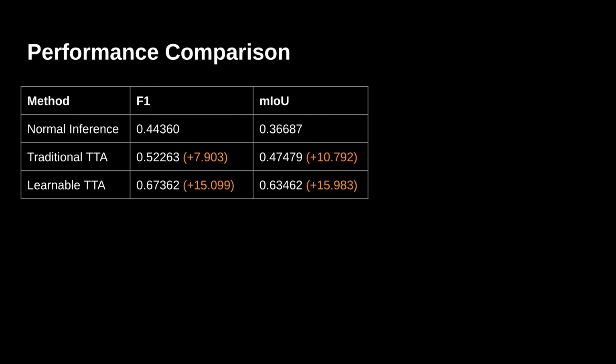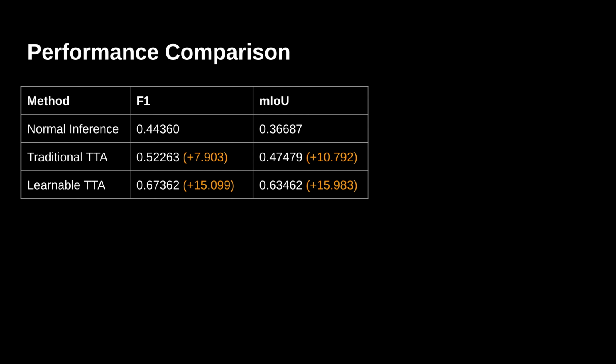Now let's do some performance comparison. Here's a table. You can see we have three methods. First is normal inference, second is traditional TTA where we weight all the predictions equally, and last is our learnable TTA where we learn the weight for each of these predictions. In normal inference, we have 0.44 F1 and 0.36 mean IU. In traditional TTA, we got an improvement of 7.9% in F1 and 10.792 in mean IU.